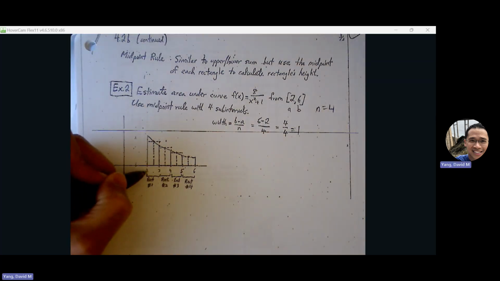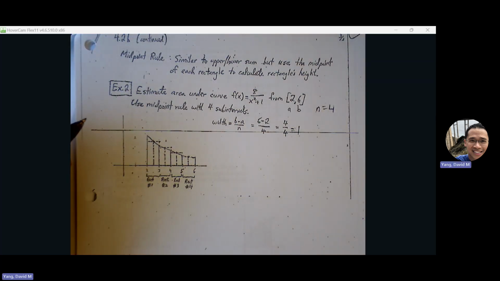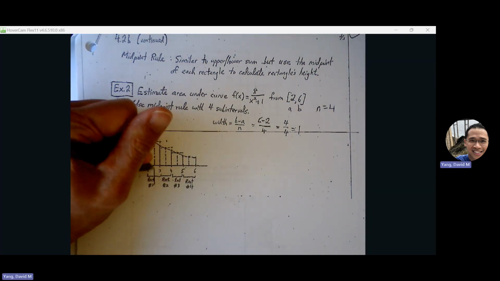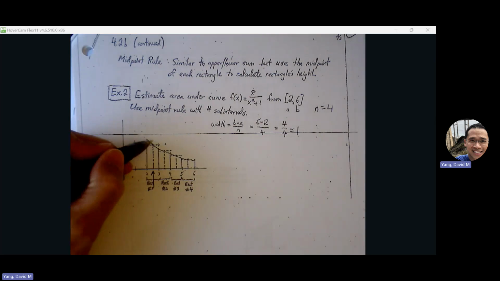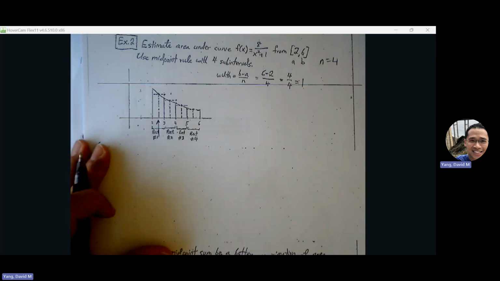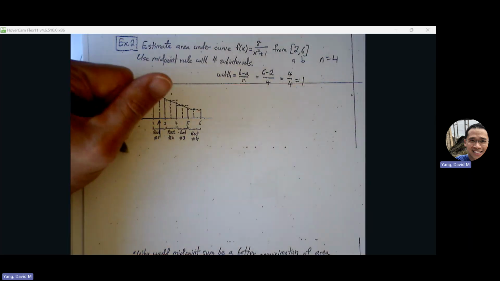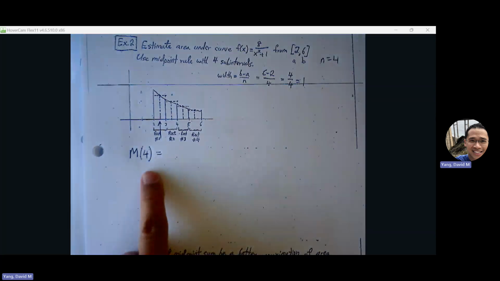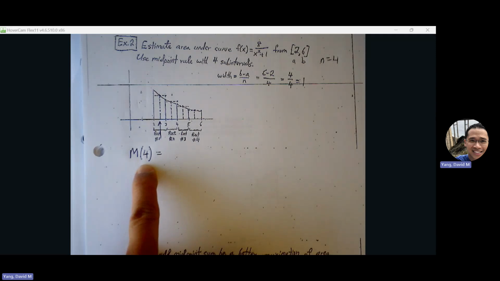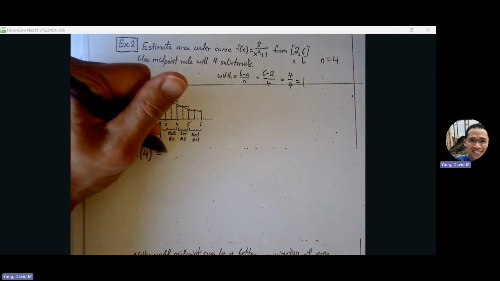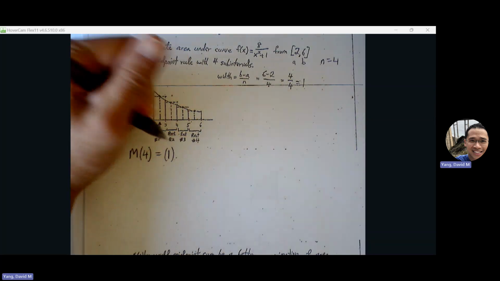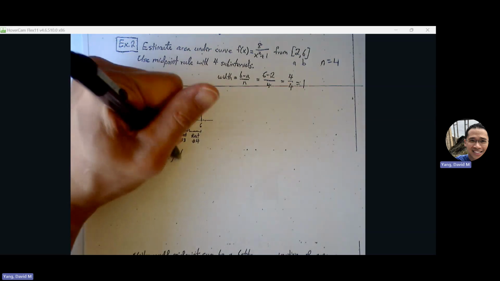So what's the midpoint between 2 and 3? 2.5, right? So we can let 2.5 attach to the curve and let that represent the height of my first rectangle. So M of 4, I'm going to use 4 rectangles to approximate with middle rectangles. So my width is 1 for my first rectangle. My first rectangle will have a height that can be represented as f of 2.5.